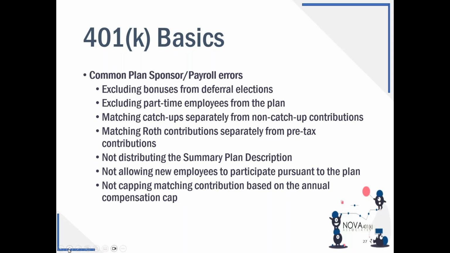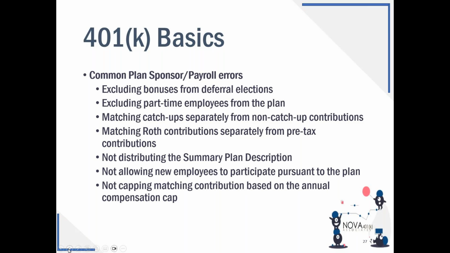Not distributing the summary plan description. That is the plan document that must go to all eligible employees when they become eligible for the plan. Oftentimes, the record keeper will distribute that for you, but that is something that should always be available to plan participants. Not allowing new employees to participate in the plan.